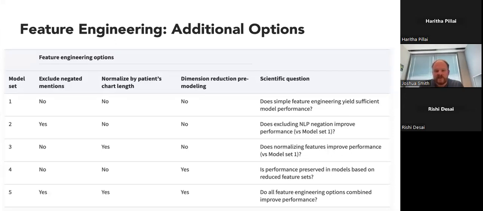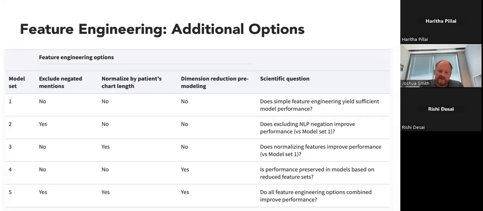So do we need any of these feature engineering options, or can we go with the simplest approach, just counts of the concepts in patients' clinical notes? For feature set 2, we tested it just using negation. For feature set 3, we tested it just using normalization. And for feature set 4, we just used dimension reduction as the only change from the base set.